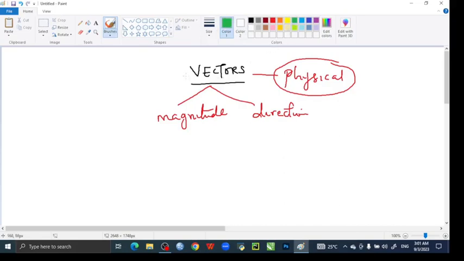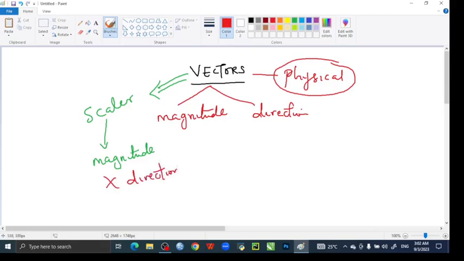Now, when we're talking about the opposite of vector, we'll be talking about scalar. So what is scalar? Scalar has just magnitude but no direction. So the first thing you want to know about vectors and scalars is that vectors have magnitude and direction, while scalars have only magnitude but no direction.